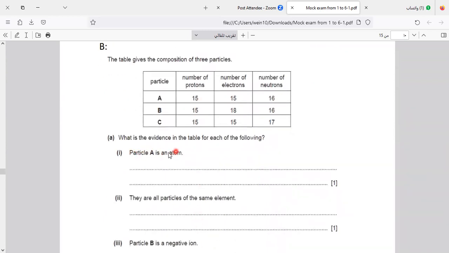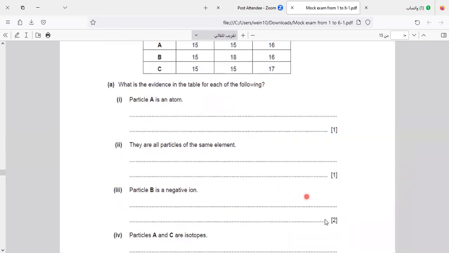Here the last question, particle A is an atom. Why? Because the number of protons equals the number of electrons. Number two, they are all particles of the same element because they have the same proton number. Particle A has 15 protons, B 15 protons, C 15 protons. Okay. Particle B is a negative ion. When he asks you about the negative ion, you must say because the number of electrons is more than the number of protons. 2 marks for the question.